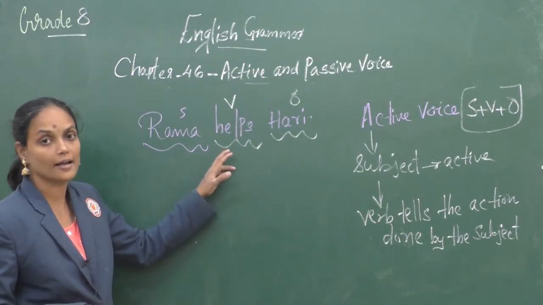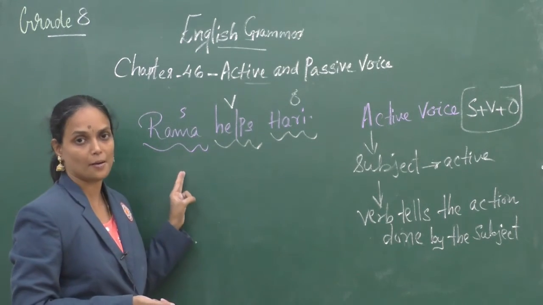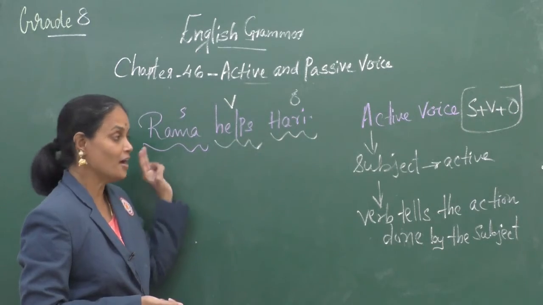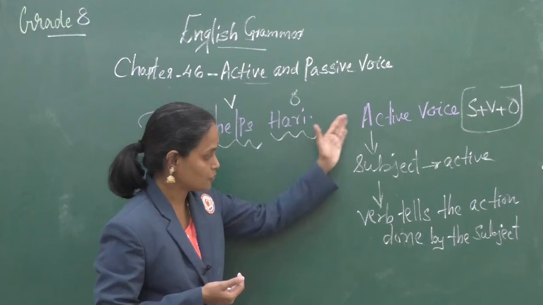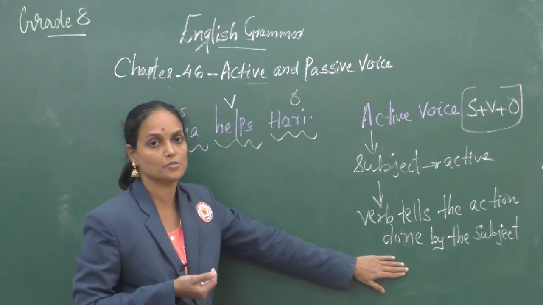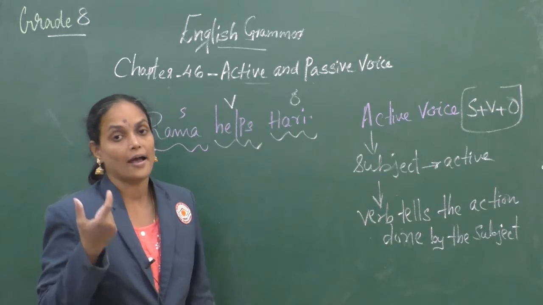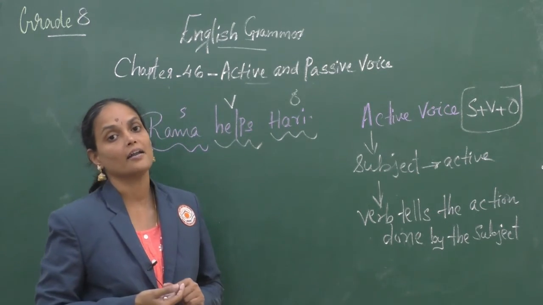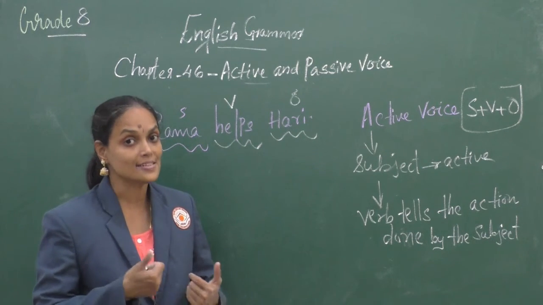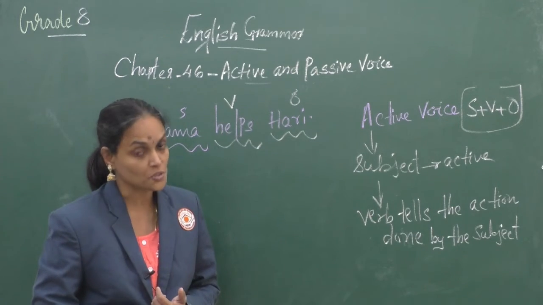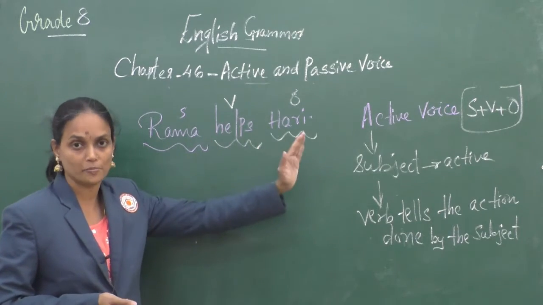Look at the verb here, helps. That talks about the action done by the subject Rama. What does Rama do? Rama helps Hari. Correct? So these three points you have to bear in mind while framing a sentence in active voice. And active voice sentences are direct, plain, more clear and easy to understand. And the structure of an active voice sentence is subject, verb, and object.